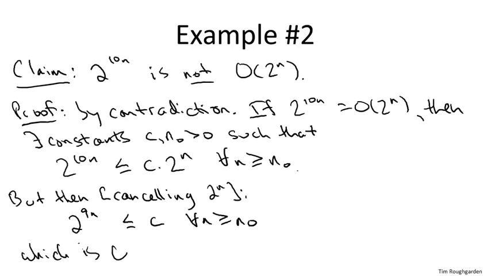The right-hand side is some fixed constant independent of n. The left-hand side is going to infinity as n grows large, so there's no way that this inequality holds for arbitrarily large n. So that concludes the proof by contradiction. This means our assumption was not the case, and indeed it is not the case that 2 to the 10n is big O of 2 to the n.